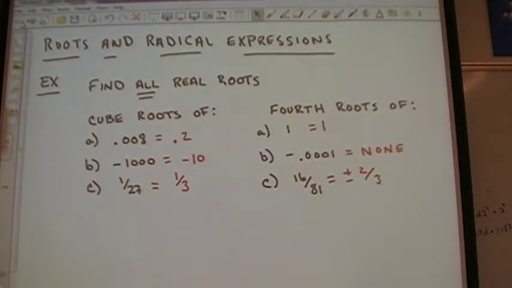0.008. If you can't look at that and tell that the cube root of 0.008 is 0.2, then you can use your calculator. But if you had the number 8, you know the cube root of the number 8 is 2, right? Because 2 times 2 times 2 is 8. Same thing with 0.008. But let me show you real quick how to type it in the calculator. So get out your calculator.